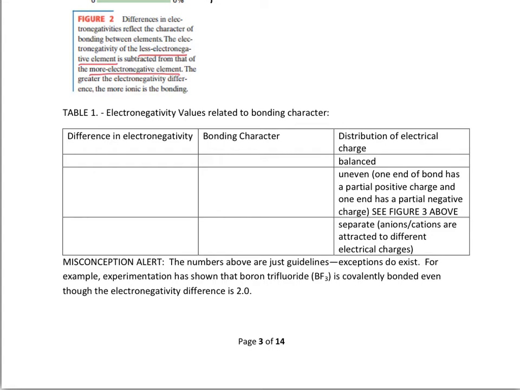We've got the difference in electronegativity, the bonding character, and the distribution of electrical charge as our column headings. So what we want to look at is if you have a balanced electrical charge that goes along with a covalent bond. Remember, they're sharing equally. And the difference in electronegativity is 0 to 0.3. Now if it's 0, what do you think that means about the elements in the compound? Well, if there is 0 difference in electronegativity, that means that they are the same element.